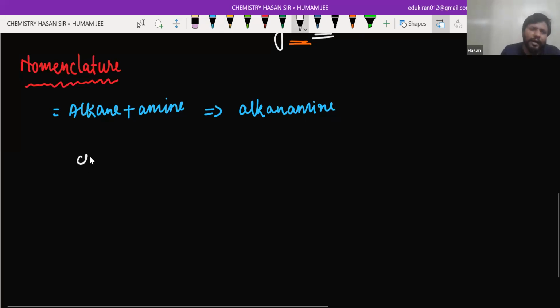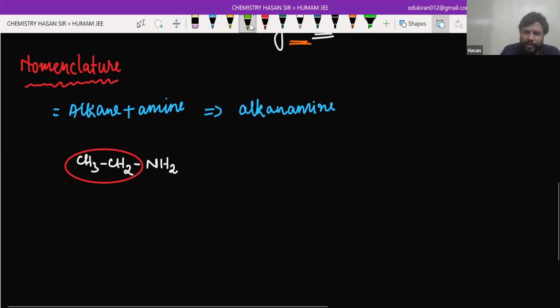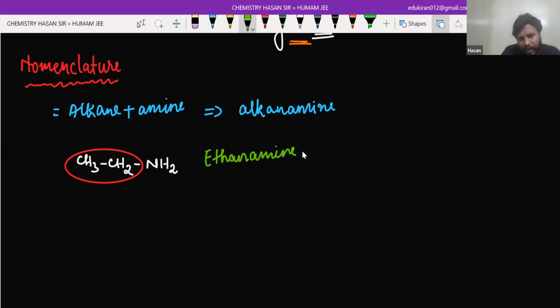Let's say if you have CH3, CH2, NH2. So only one carbon chain is there, so there is no problem. And you can see this has two carbon in the parent chain. So two carbon, that means eth, and they are singly bonded. So ethane and amine is there. So you are going to write ethane amine. This is how we are going to write the IUPAC of primary or 1 degree.